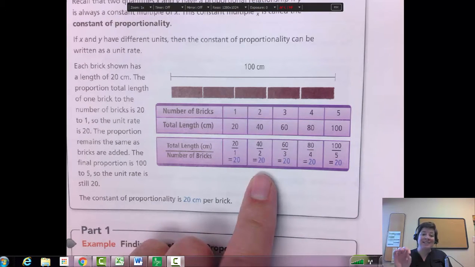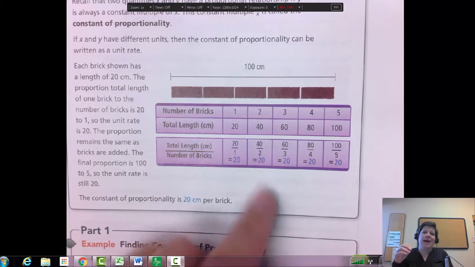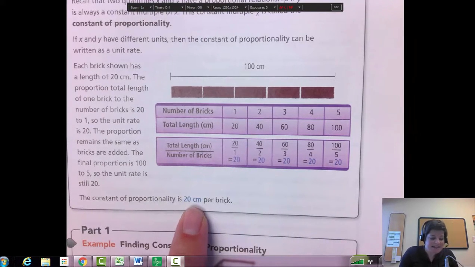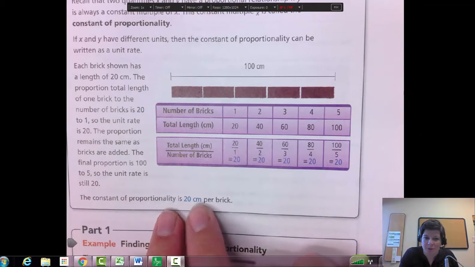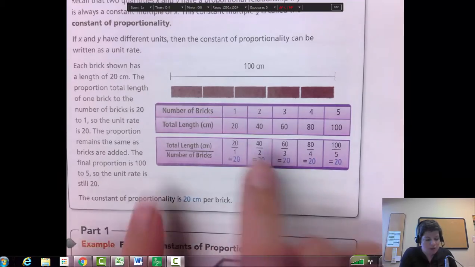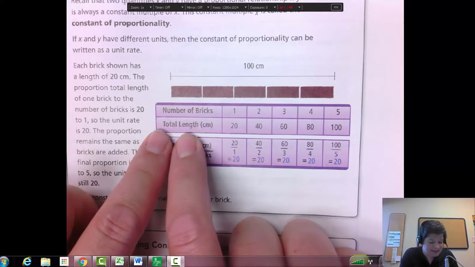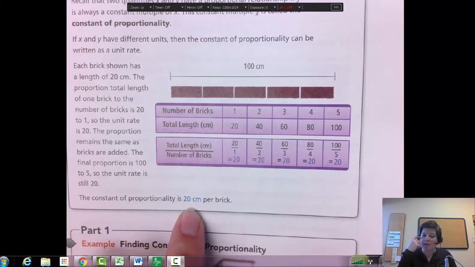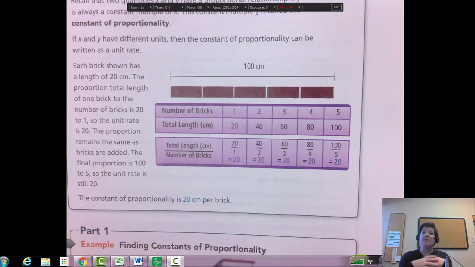And our constant of proportionality is the value that they're proportional by. It's 20. The way that I would say that is it's 20 centimeters per brick. So 20 of whatever y is, per whatever x is. It's per one brick, so we're finding that unit rate that we've looked at before. So we're doing 20 centimeters per brick.